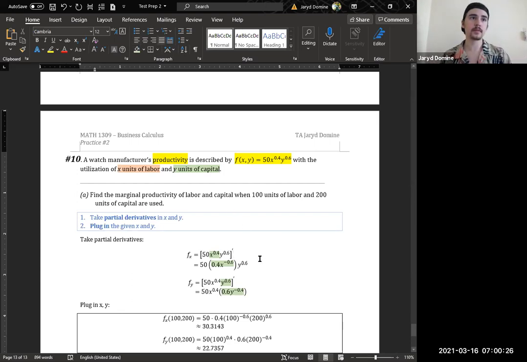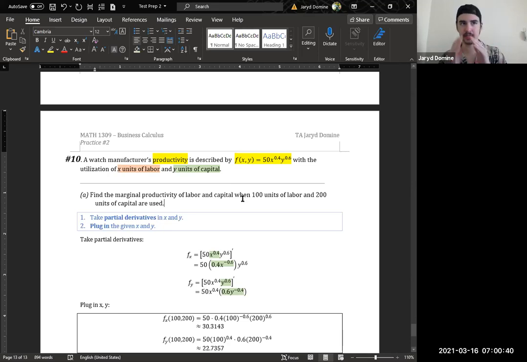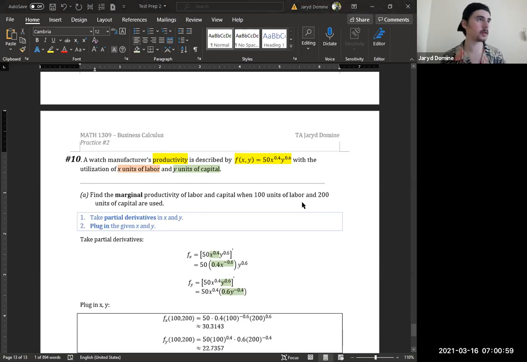Okay, so part A says find the marginal productivity of labor and capital when 100 units of labor and 200 units of capital are used. This is similar to a problem that you had on the last test or in some of the previous quizzes. Marginal just means take the derivative, right? Marginal means derivative for our purposes, usually. And then it's asking you to plug in certain values. So it says 100 labor and 200 capital. And that's that. So we're going to take the derivatives and then plug in some values.